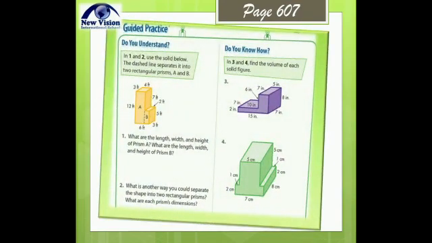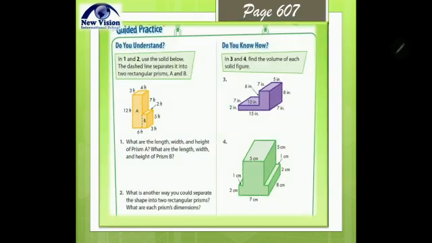Okay, turn your book now on page 607. Let us answer the guided practice. In 1 and 2, use the solid below. The dashed line separates it into two rectangular prisms, A and B. What are the length, width, and height of prism A? What are the length, width, and height of prism B?